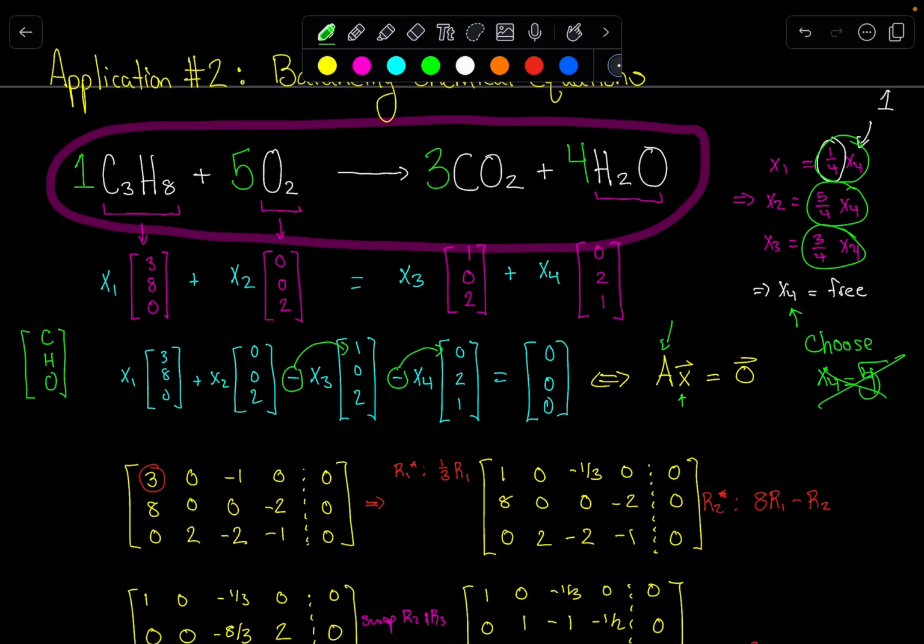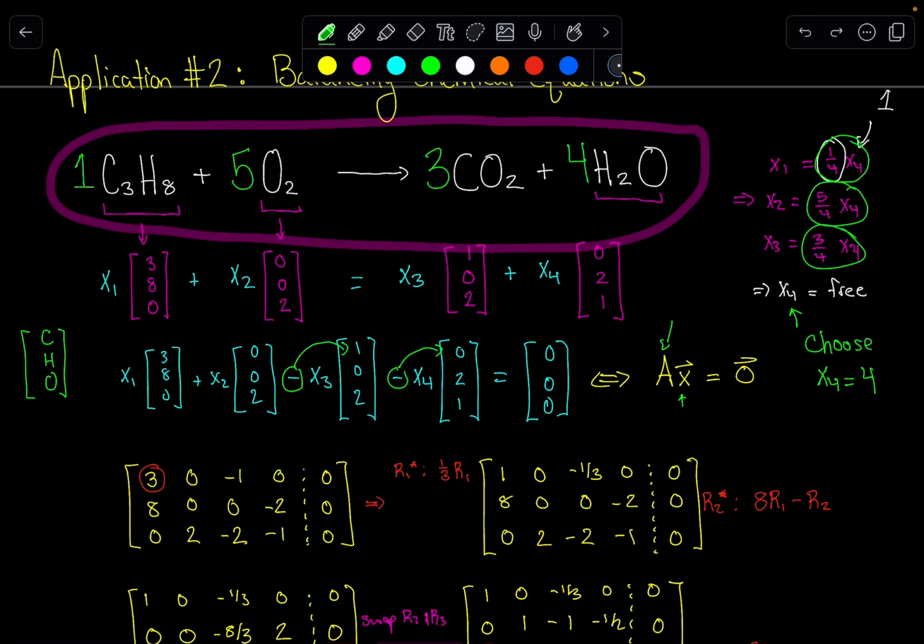No, this wouldn't make any sense. You couldn't pick 5, because if you pick 5, we're going to get fractions for all of these coefficients. And again, it doesn't make much sense to have a fraction of a molecule. We need whole numbers. But instead of 4, I could have said 8 of these molecules, or 12 of these molecules, or 16, or something like that. But we typically pick the smallest number that we need to make the reaction happen.